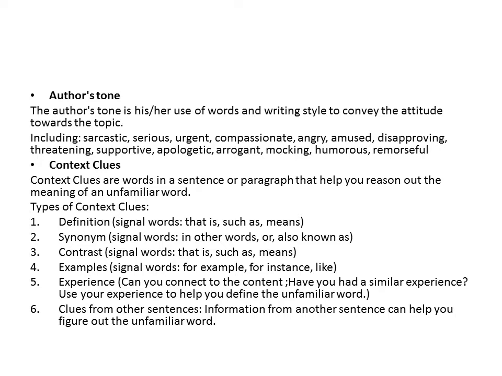Also, we have here context clues, like words in a sentence or paragraph that help you reason out, figure out, understand the meaning of an unfamiliar word. Types of context clues include definition, synonym, contrast, examples, experience, or clues from other sentences, which means information from another sentence that can help you figure out the unfamiliar word.